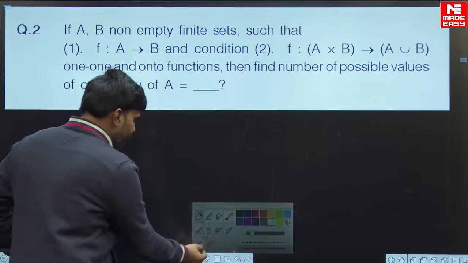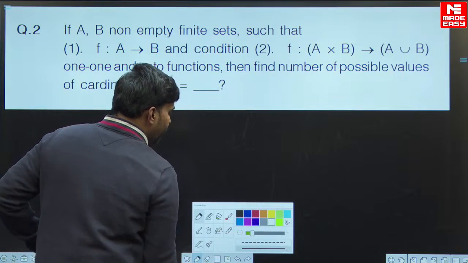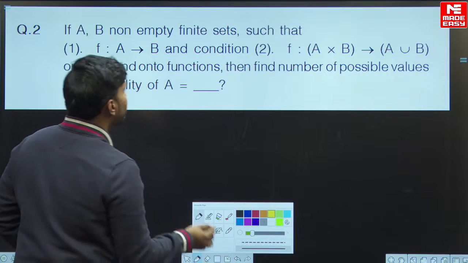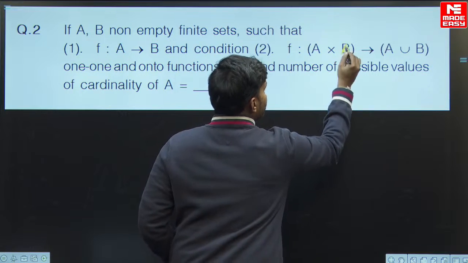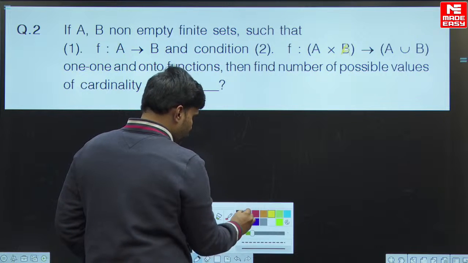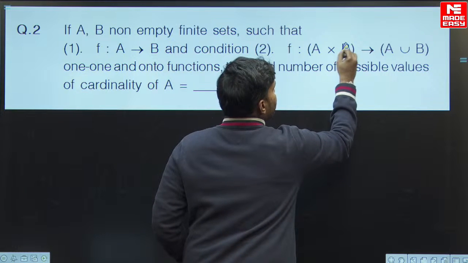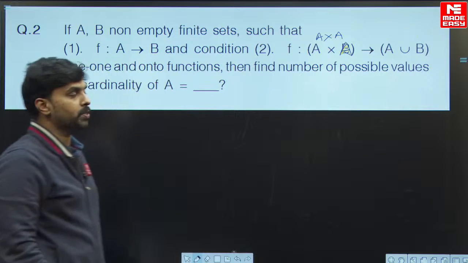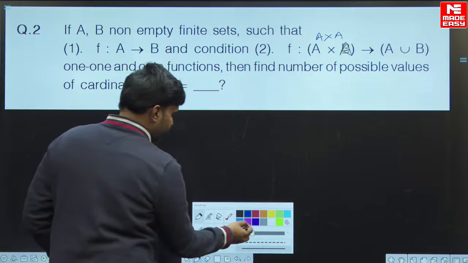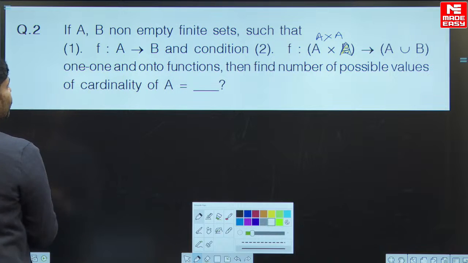This may not be the exact question, but it is almost the same. So you can say this is A cross A, right? So I will say this one is A cross A. This is A cross A here, it's not A cross B. So if that is the case, how do we find this out?